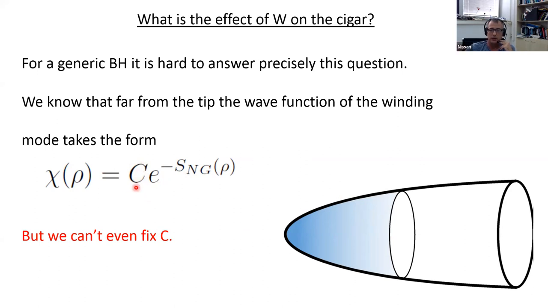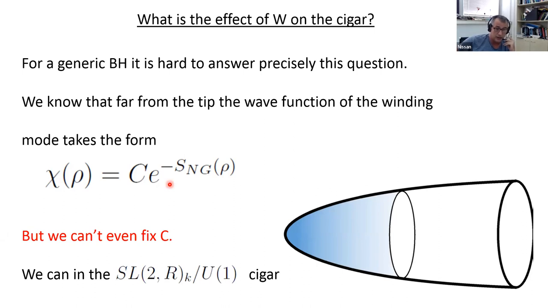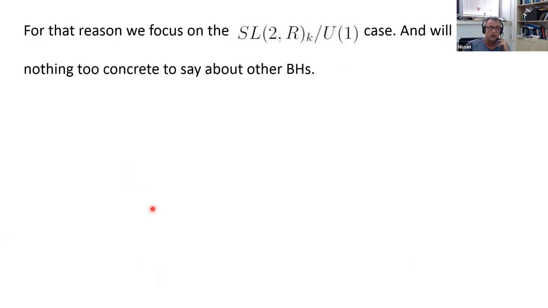So I cannot understand the effect of such a configuration on the geometry. And this is where the exact CFT description of the SL2 modded by U1 cigar becomes very useful. In this setup, we can fix this number, and we can address these questions in a much more controlled fashion. For this reason, in this talk, I'll focus on this case, and I'll have nothing concrete to say about other black holes.